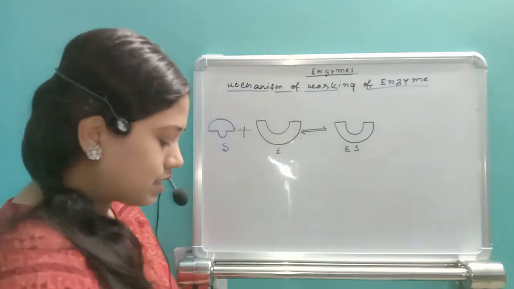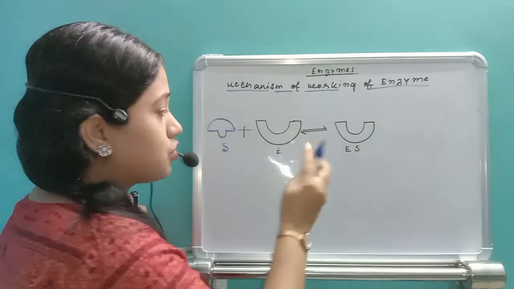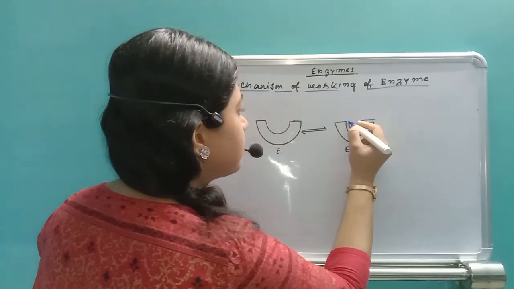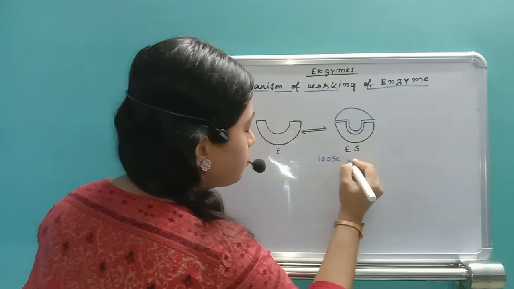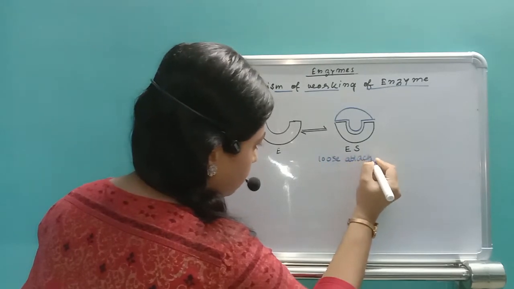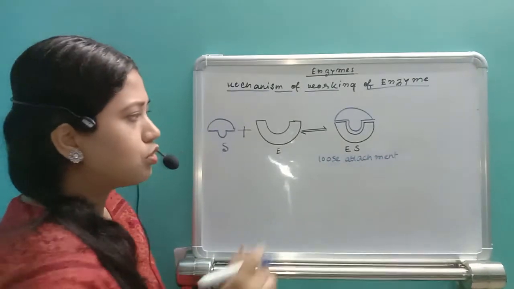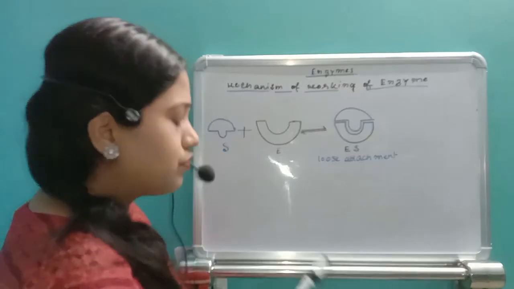ES complex means whenever this enzyme is attached to the substrate, first of all it will attach to the substrate loosely. So first of all, loose attachment occurs. Okay, so it will have loose attachments. Just be attached. I have told you here the functional groups are there. Then after that, what will happen?